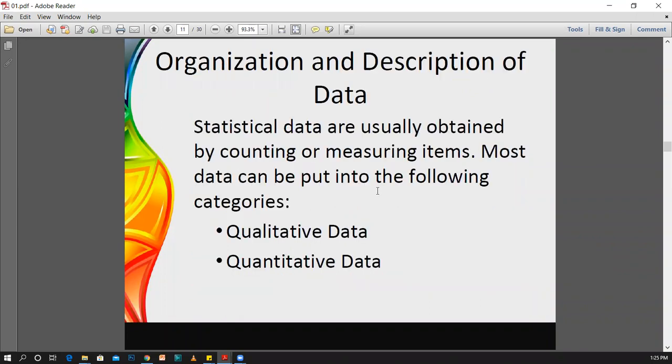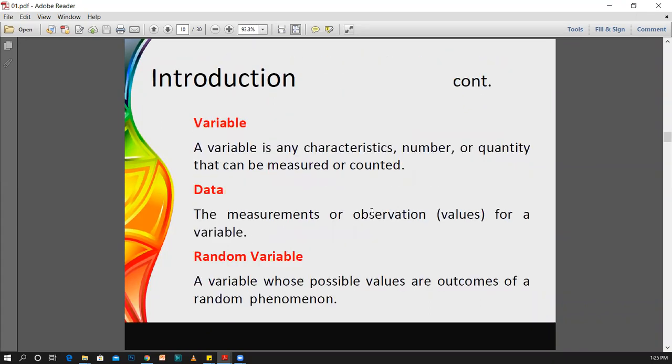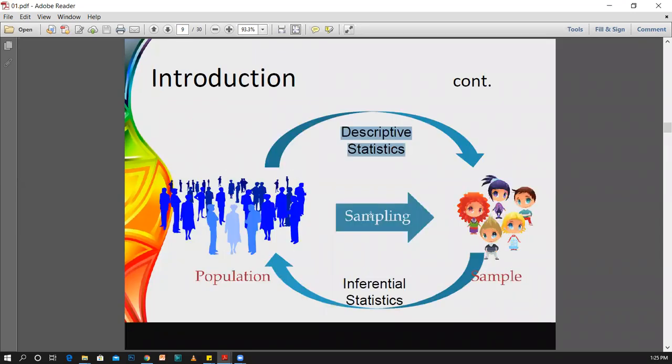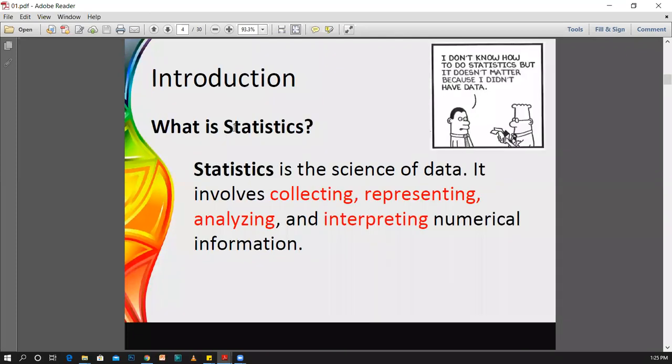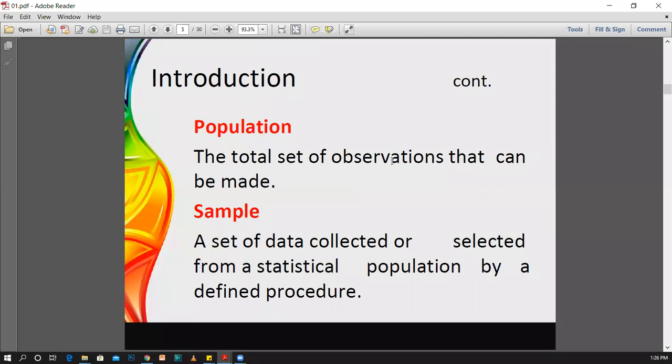Okay, now this is actually the introduction. If you quickly summarize what we have discussed, here you have learned what statistics is. It is the science of data, consisting of four parts: collection, representation, analyzing, and interpretation of information. Then you have gone through two terms, population and sample. Population is the total set of observations that can be made, and sample is data collected; actually, it is a subset of a population.